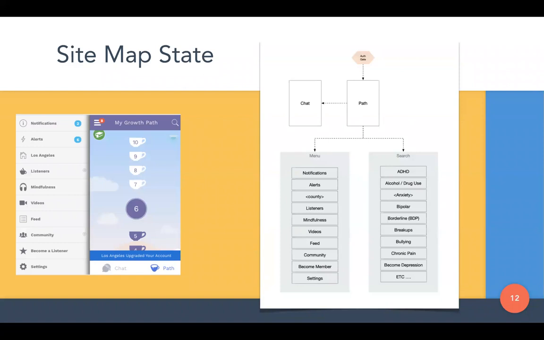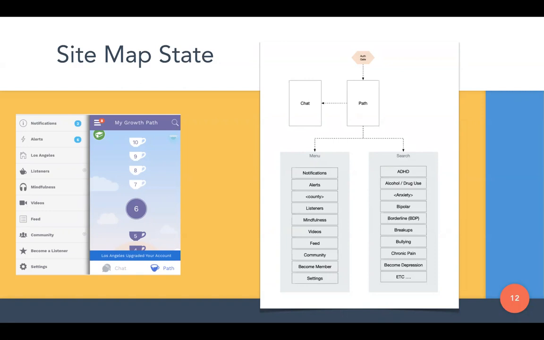So I go through the auth gate, I land on the path screen, I can go to the chat screen, and really the two options that I have are the menu and the search. So the menu consists of notifications, alerts, what county I'm in, listeners, and then there's this really interesting thing called the search, which I expected to be a text field. But when I went there, it was a simple list of issues that people might have. It really wasn't a search function. It was more like another menu. And I thought that was really odd.